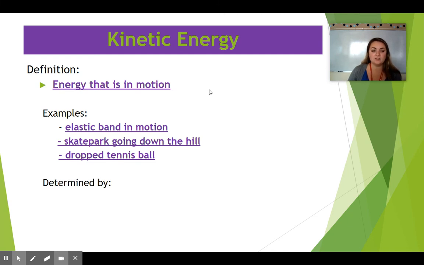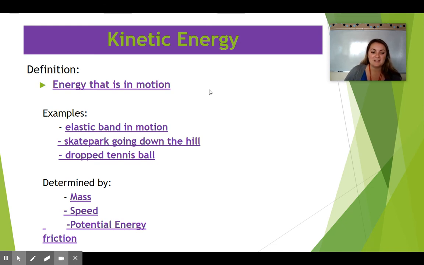And kinetic energy is determined by a few things. Kinetic energy will either increase or decrease based on the mass, so how much matter is in the object. The speed of the object, so how fast it is going or how slow it is going, will determine how much kinetic energy it has. And it's also determined by the potential energy. So kinetic energy depends on how much potential energy there is. That's kind of weird, but kinetic energy is also determined by friction.